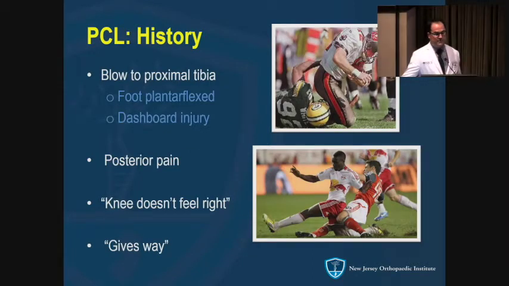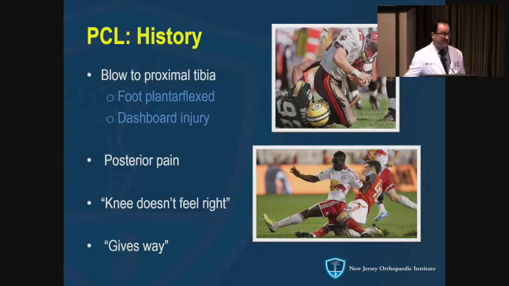And so the history with the PCL is going to be a little different than the ACL. It's a very particular mechanism where there's a direct blow to the tibia. Typically that happens when a patient or athlete falls directly on their tibia with their foot plantar flexed, allowing a posterior directed force on the tibia. You also see it described as a dashboard injury where people hit the dashboard, although in my experience, when we see these motor vehicle injuries, it tends to be more than just an isolated PCL.